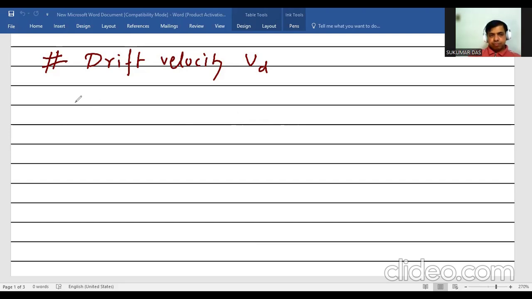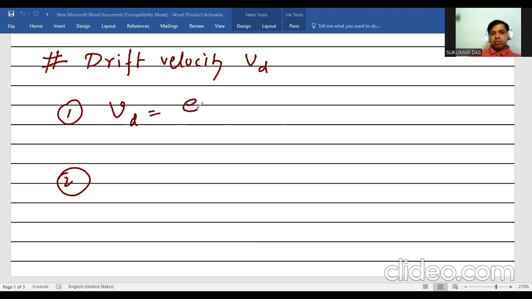Drift velocity is given by minus e E by m into tau. So drift velocity is basically the velocity with which the electrons are being pushed to the positive terminal under the action of an electric field, when we complete the circuit with the help of the battery. And what are the formulas that we know?